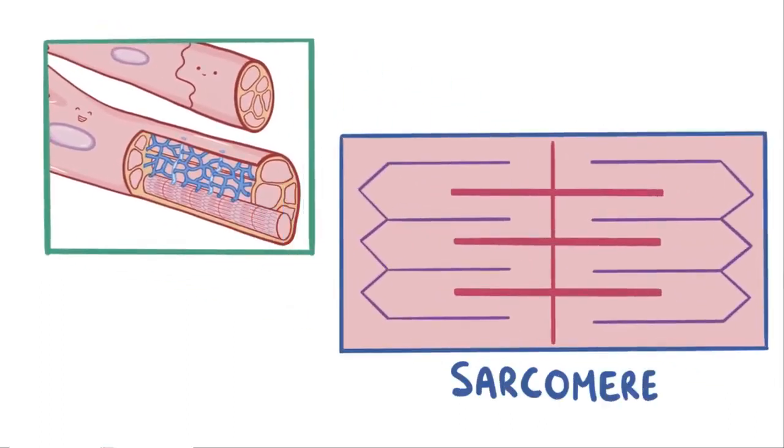The sarcomere is the smallest structure in the muscle that's capable of contracting, so it's considered the basic contractile unit of the muscle. The sarcomere has two Z discs that form its boundary, and an M line in the middle.